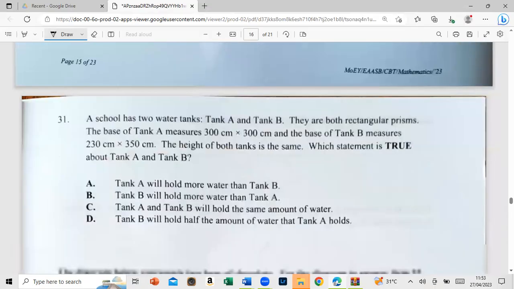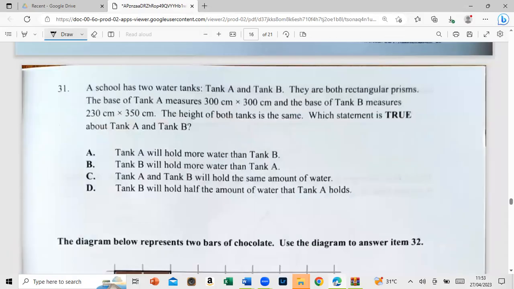Alright, 31. A school has two water tanks, tank A and tank B. They are both rectangular prisms. The base of tank A measures 30 centimeters by 30 centimeters, and the base of tank B measures 230 by 350. The height of both tanks is the same. Which statement is true? I can work out the volume, so we have 230 by 350.